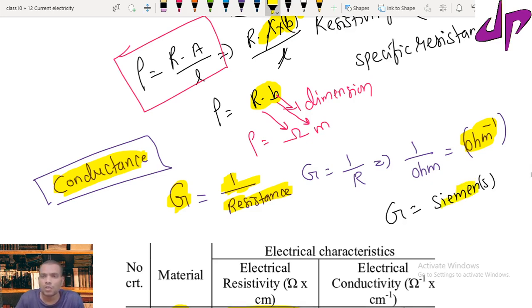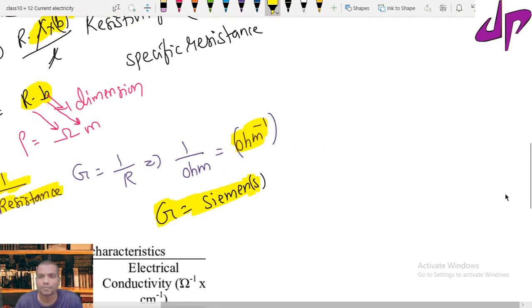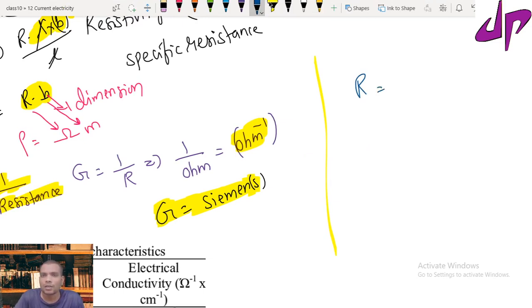So Siemens are the units of conductance. If you can give a comparative study for resistance and conductance, that will be helpful for better understanding. First, resistance: R equal to V upon I, or resistance R equal to rho times L by A. So these are the two formulas for resistance that we have learned so far.